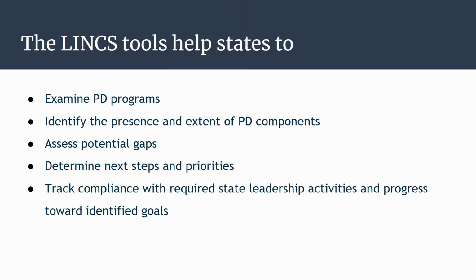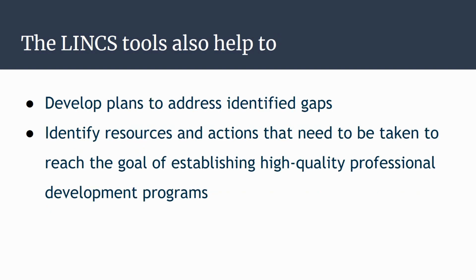The Links tools can help states or the regions to examine PD programs, identify the presence and extent of PD components, assess potential gaps, determine next steps and priorities, and progress towards identified goals. The Links tools can also help regional teams to develop plans to address identified gaps, identify resources and actions that need to be taken to reach the goal of establishing high-quality professional development programs.